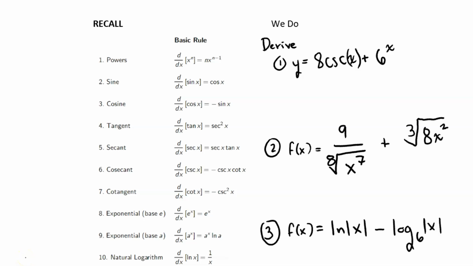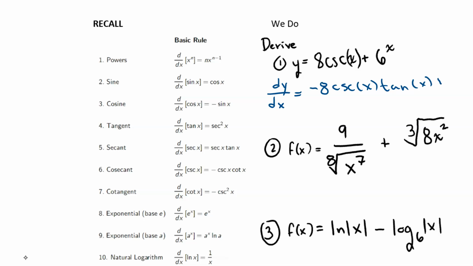All right, so now we're going to look at the we do problems. Hopefully these weren't completely foreign to us and we were able to get most of them done independently. So 8 is a constant that's going to stick around. We're looking at the cosecant x derivative, which is negative cosecant x cotangent x. So my derivative here is negative 8 cosecant x cotangent x.